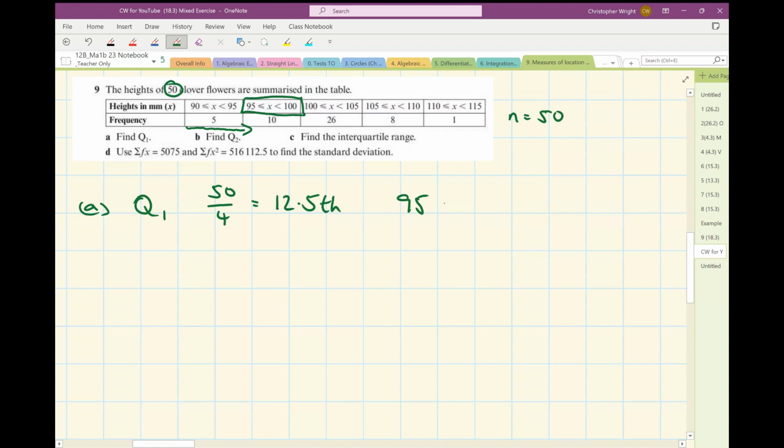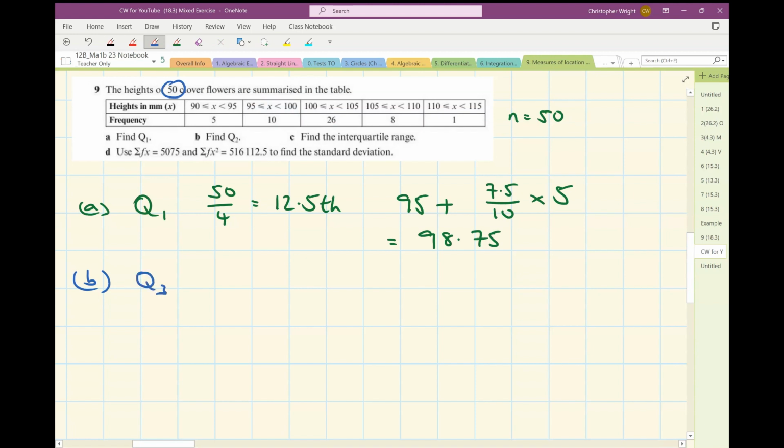Now, how far into that class do I need to go? Well, I have to go 7.5 data values out of 10 through that class, and the class has a class width of 5. So that gives me a Q1 of 98.75. Right, now in the book here it says find Q2. Now I'm going to assume that's a misprint. I'm going to find Q3, because then that'll help me with part C. And I think if it wanted Q2, it would be saying find the median.